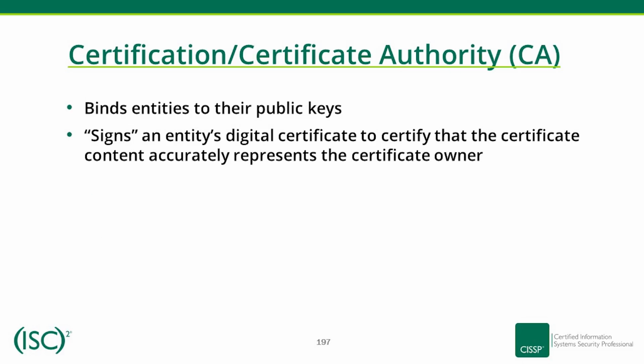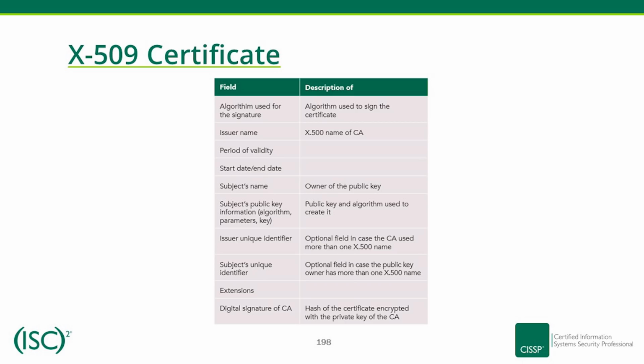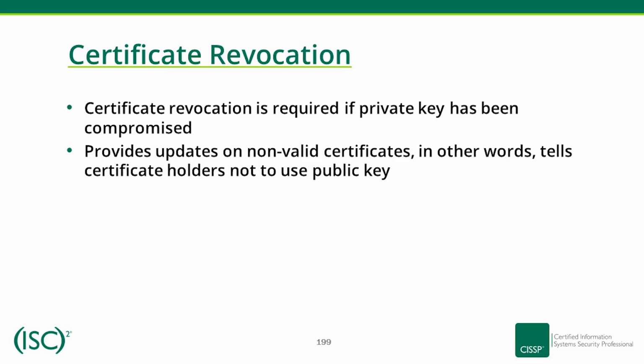Certification/certificate authority (CA). Binds entities to their public keys. Signs an entity's digital certificate to certify that the certificate content accurately represents the certificate owner. X.509 certificate. Certificate revocation. Certificate revocation is required if the private key has been compromised. Provides updates on non-valid certificates, in other words, tells certificate holders not to use the public key.